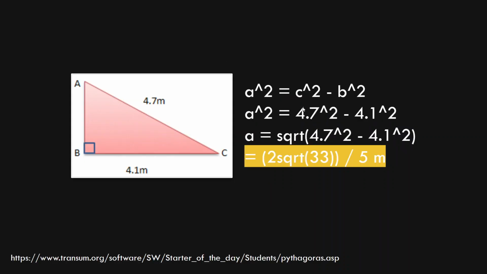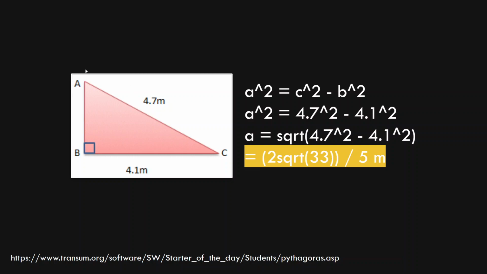And so we'll look at a few example questions here. First, you have to identify which length you would like to find, which is in this case AB. And so you'd have to use the formula a squared is equal to c squared minus b squared.